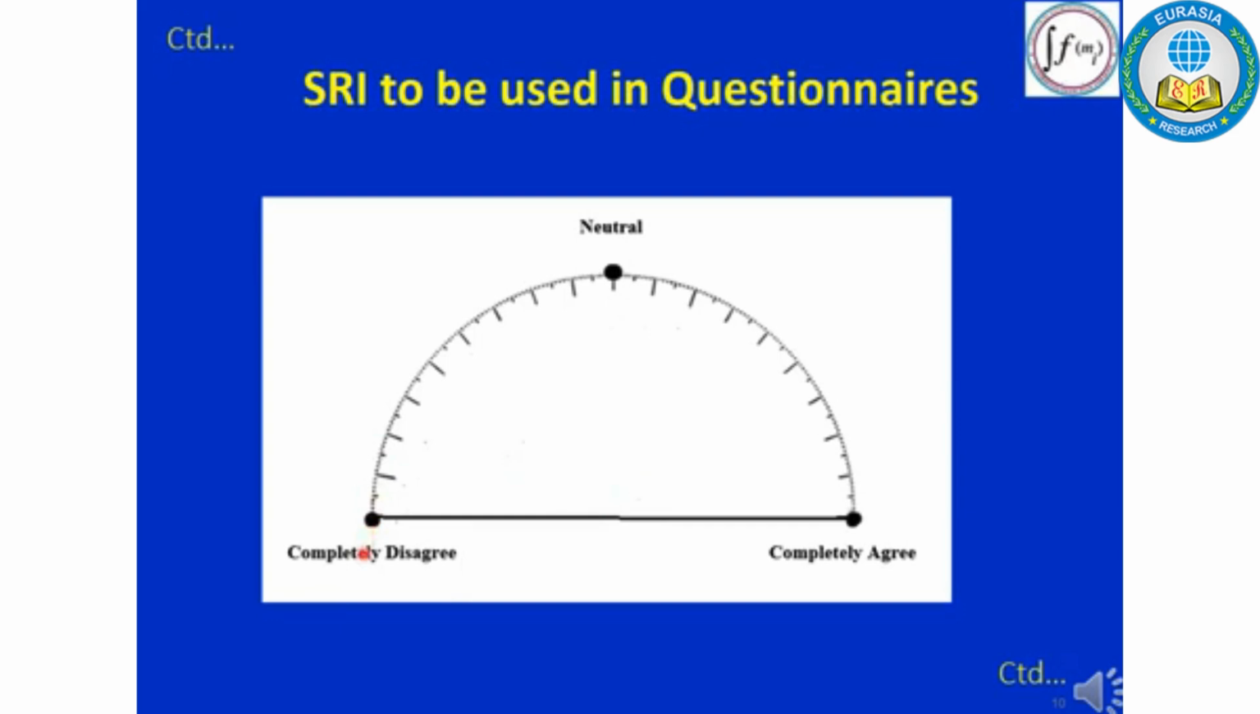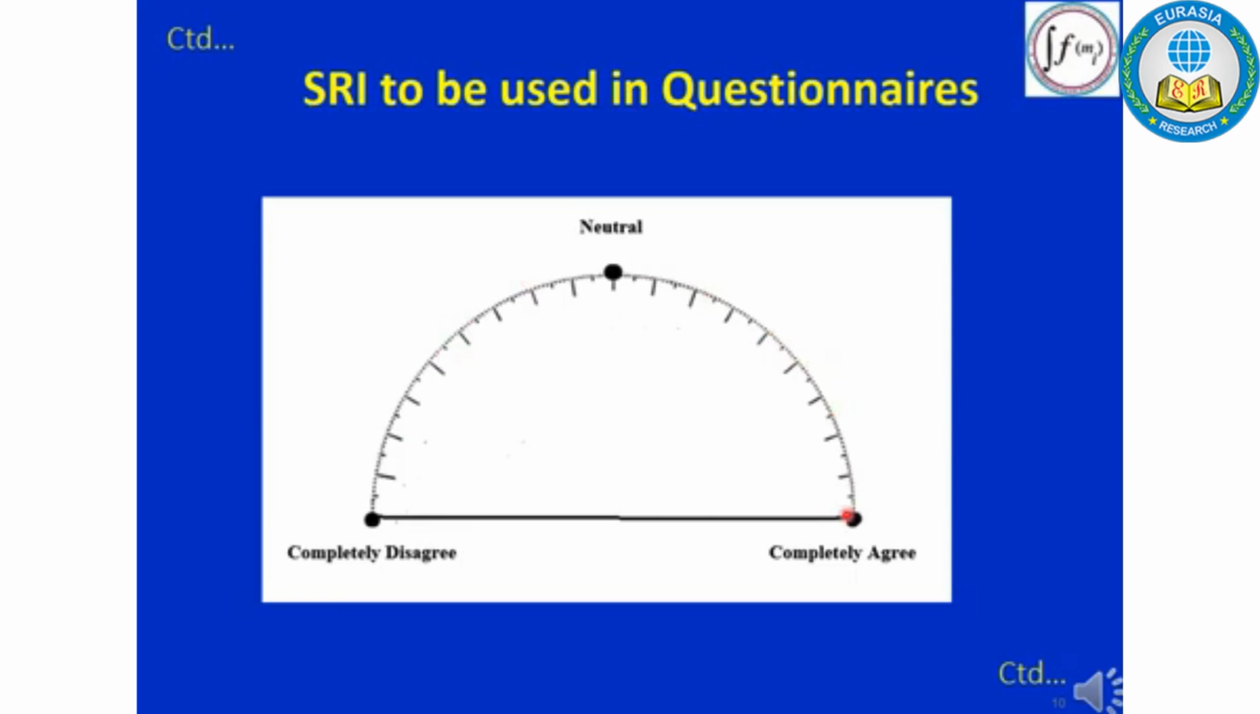Protractor. Completely disagree at 0, at 90 neutral, 180 completely agree. We don't put numbers here. So the rater or the respondent has 180 response options.